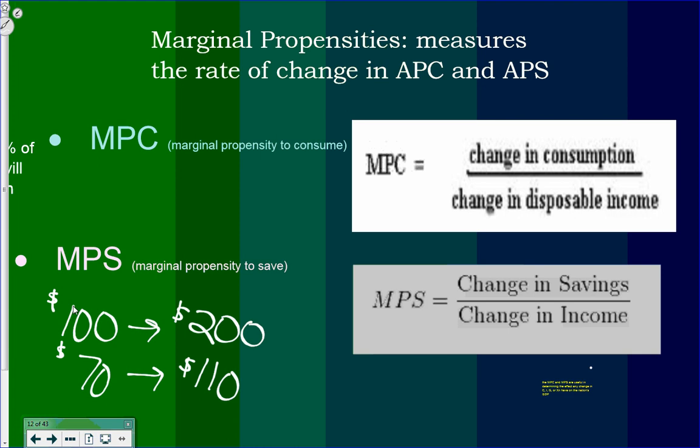So what is the change of income? Let's figure out the denominator. MPC is change of consumption over change of income. So what's the change of income? $100. What's the change of spending? 40. Okay. So what is the MPC then? 0.4. How did you get that?